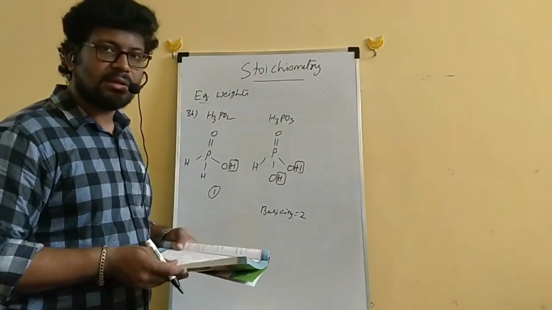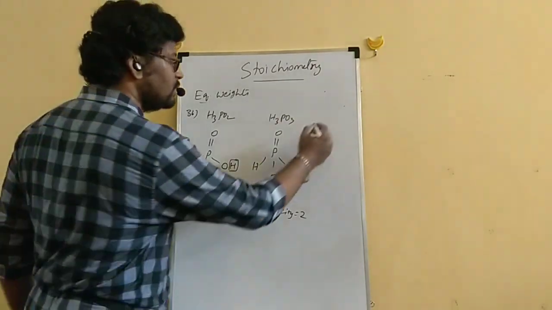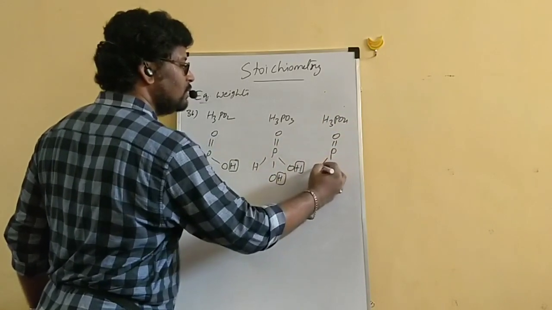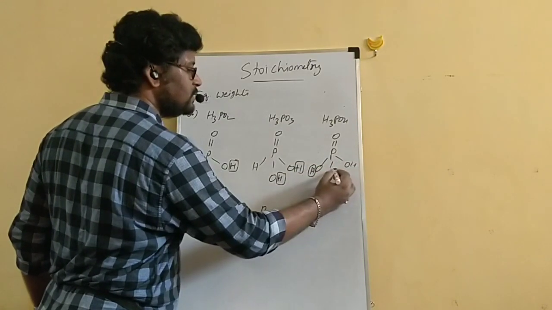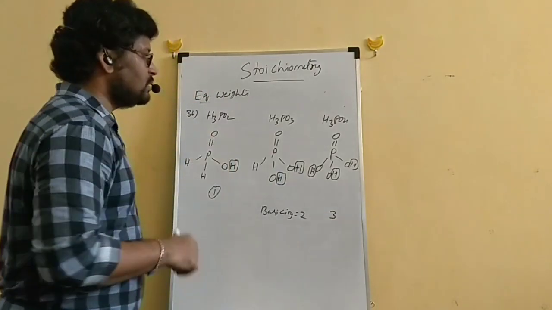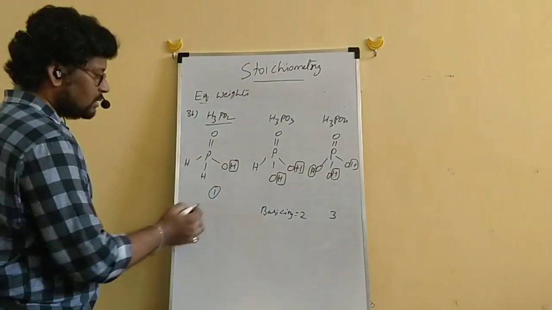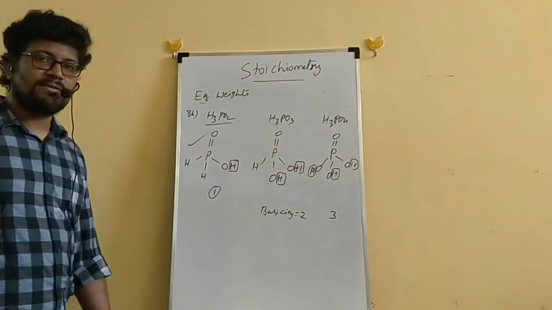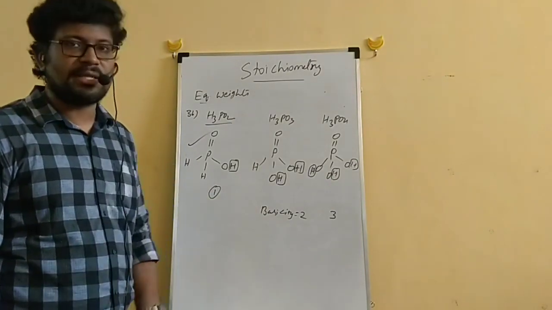H2SO4, fourth option. H2SO4 has basicity 2. Next, H3PO4. H3PO4 structure: P double bond O, OH, OH and OH. 3 replaceable hydrogens are there, so basicity is equal to 3. In this way, these structures are very important. Note them down. H3PO2 has only one replaceable hydrogen. Okay, so that is the option, because we have to find the substance whose gram equivalent weight and gram molecular weight are both the same.